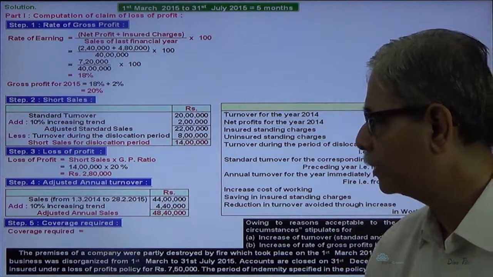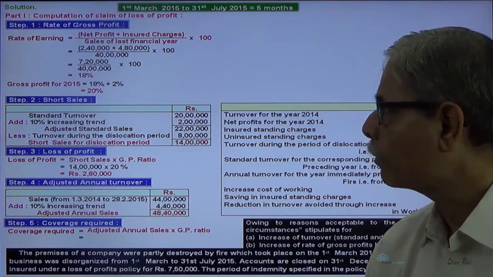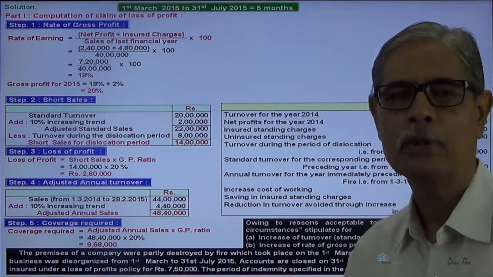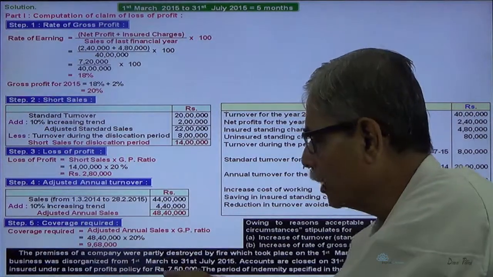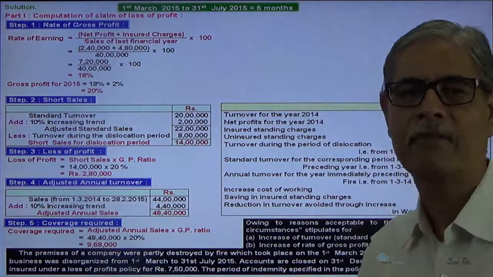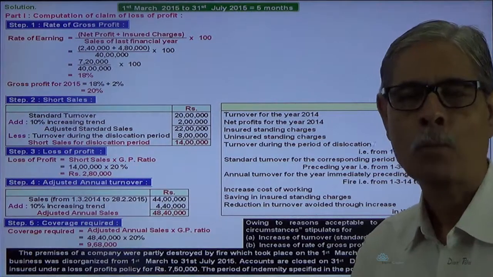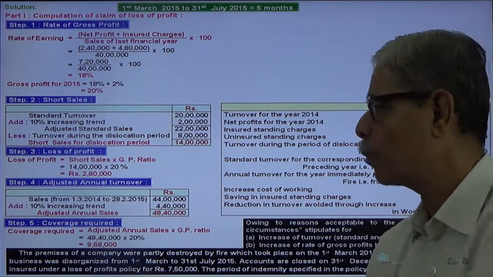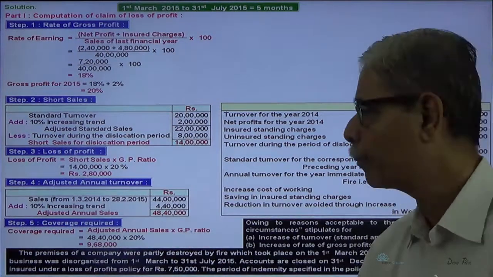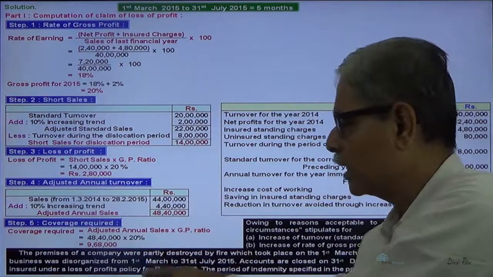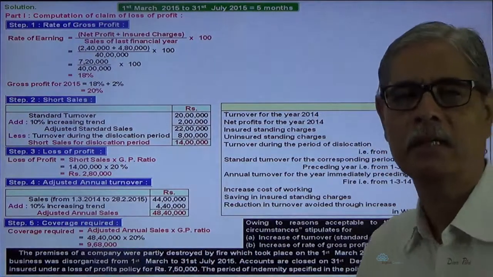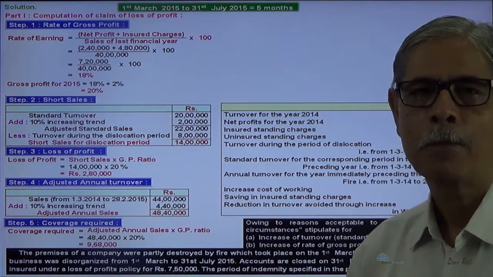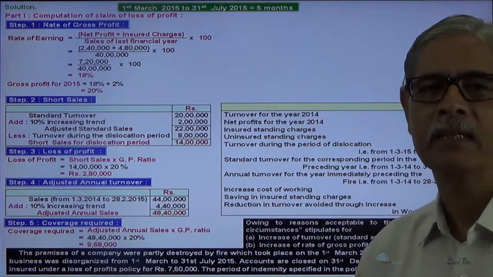So coverage required is 48,40,000 multiplied by 20%. So this is the insurance policy that he should have taken. Against that, if you will observe, he has taken an insurance policy of 7,50,000. So there is an under insurance, and we are required to apply the average clause for the purpose of working out the claim. The insurance policy should have been taken for rupees 9,68,000. He has taken a policy of 7,50,000, so there is an under insurance. But before I work out the claim, let me first take care of increased cost of working, 1,50,000.